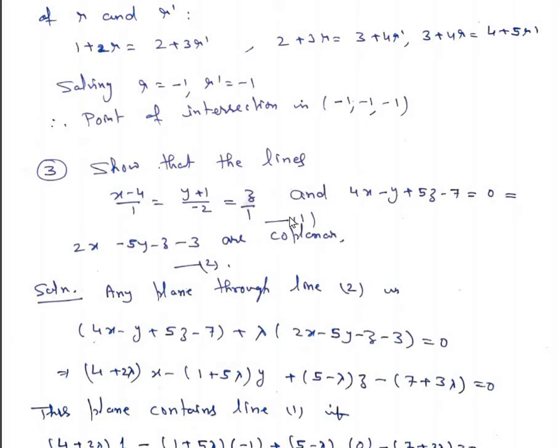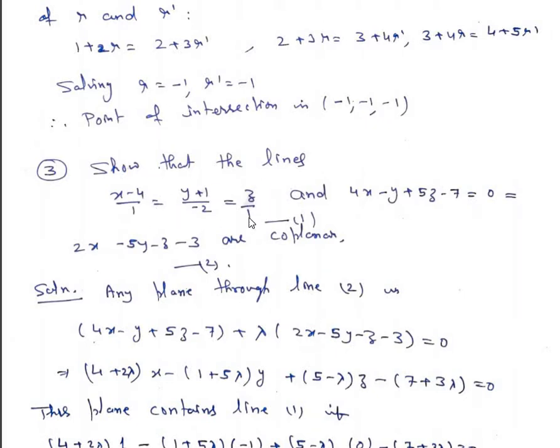Now we know that two lines are coplanar if they lie in the same plane. Now the equation of the plane passing through line number 2 is given by 4x minus y plus 5z minus 7 plus lambda times (2x minus 5y minus z minus 3) is equal to 0, which can be written as (4 plus 2 lambda) into x minus 1 plus (5 lambda) into y plus (5 minus lambda) into z minus 7 plus 3 lambda is equal to 0.